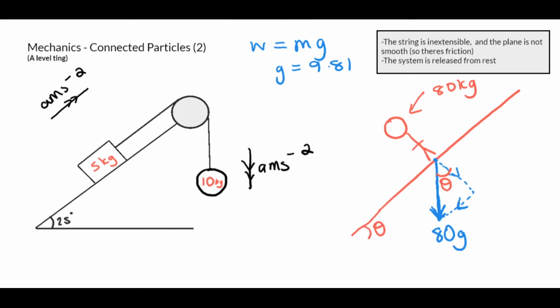Now, next step. As I said, we don't care about the mg, we care about the components. Now, we found the components. It's this one and it's this one, okay? The question is, what are those components? Now, this line right here, because it's closest to the angle theta, it's going to be mg cos theta.